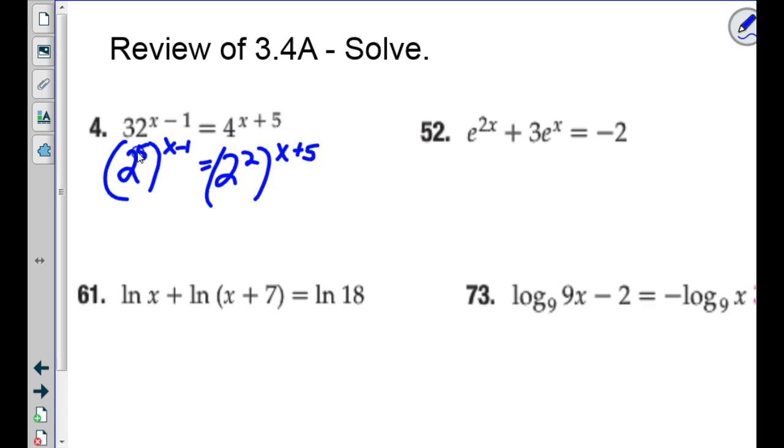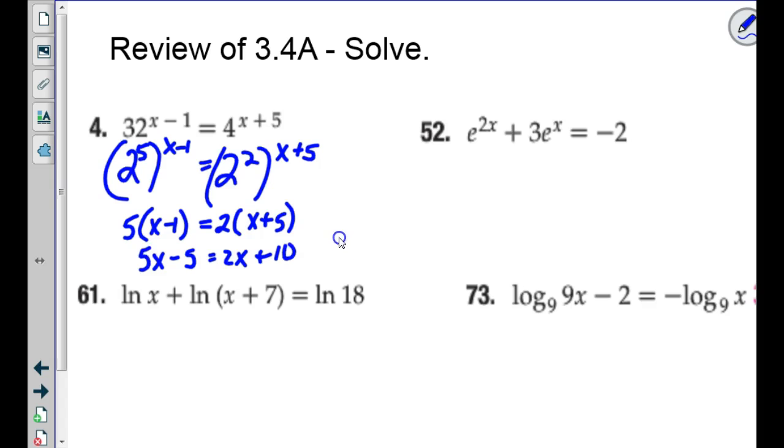And this is just 2 squared, but outside of there is an x plus 5. And what do we do with exponents when it's a power and a power? Multiply, yes. So we will need to have a 5 times the quantity x minus 1 equals over here 2 times the quantity x plus 5. So if we distribute, somebody tell me if I make a mistake here. I got x equals 5.